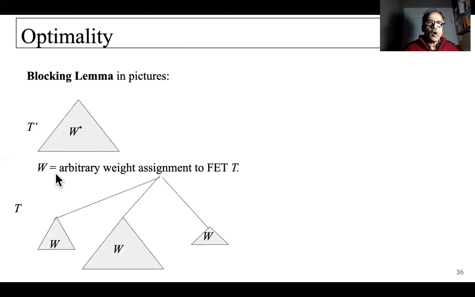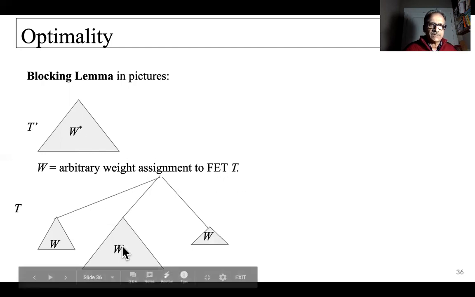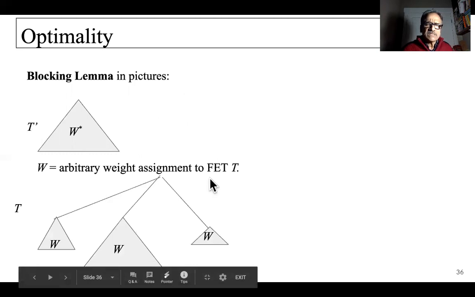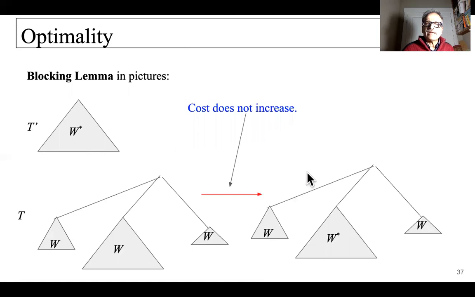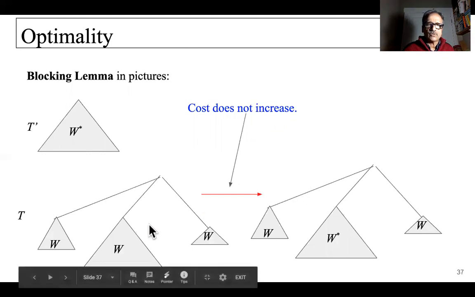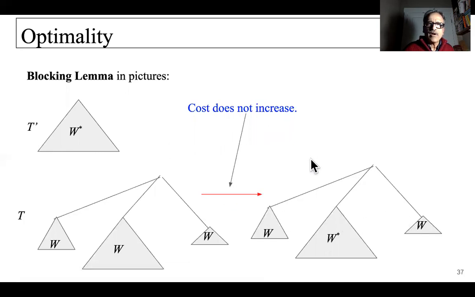Along comes an arbitrary weight assignment for the containing FET. So FET, T contains T prime as a subtree, you can see this. Now, if this is given, this transformation illustrates the possibility of taking W, the original weight assignment scheme, and changing the weight assignment scheme just on the nodes of T prime such that there alone it agrees with W star and remains unchanged everywhere else. So the point is blocking lemma guarantees that this does not increase the cost of the summary or the size of the summary.